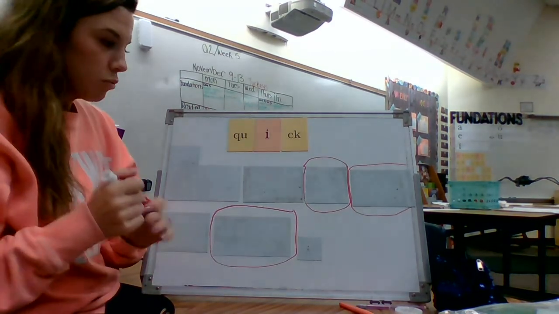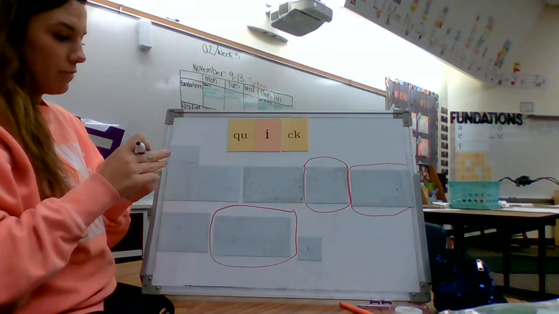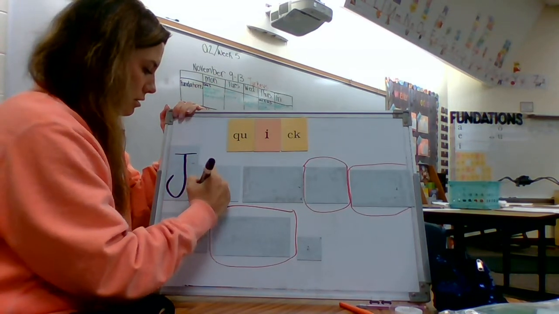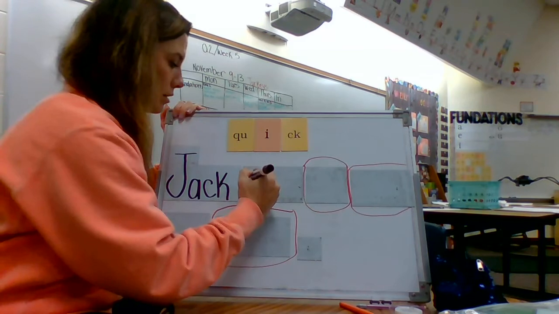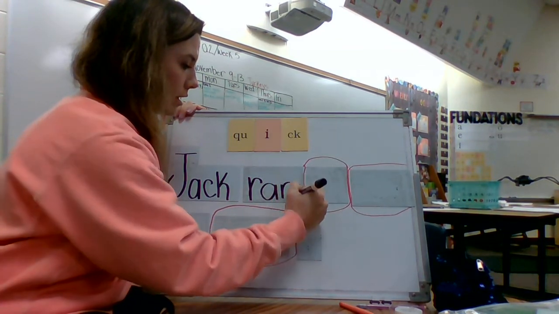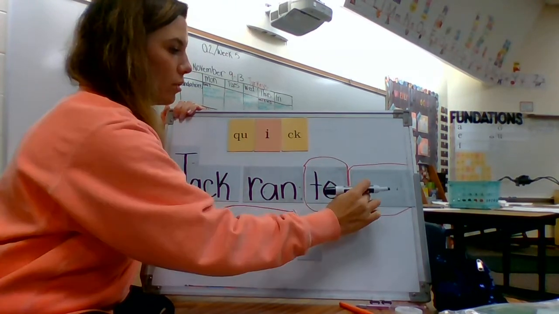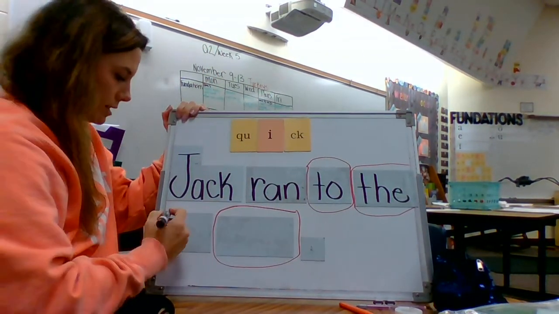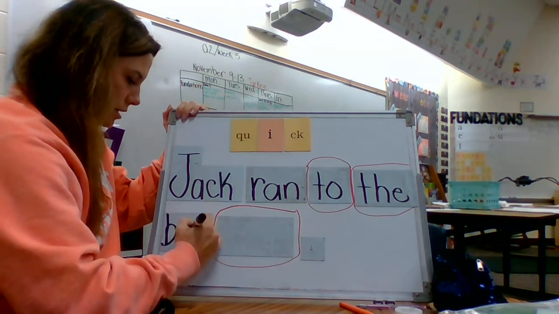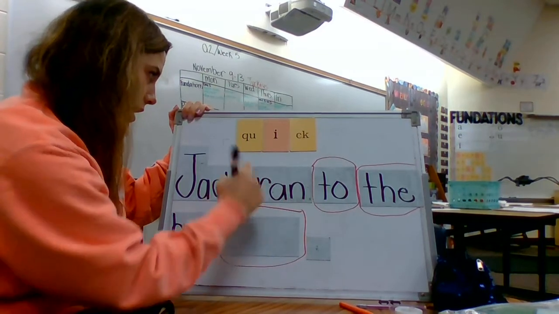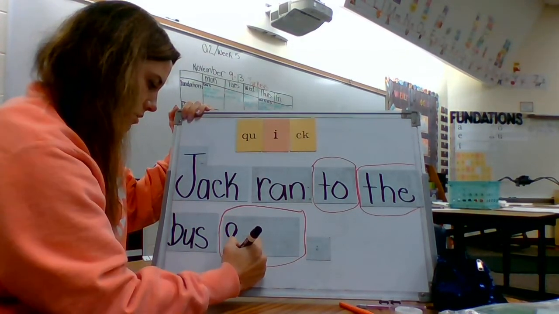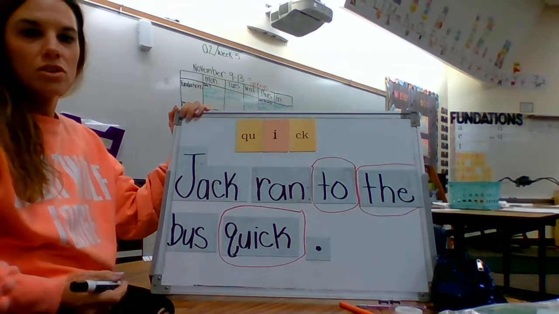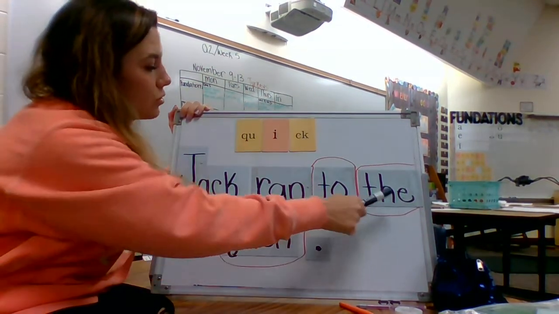Okay, so now I'm going to write my sentence in the sentence frames. Jack, remember it gets an uppercase letter. It's the beginning of a sentence. It's also a name. Jack ran to, trick word, T-O. The, trick word, T-H-E. Jack ran to the bus. Quick. Word of the day. It's right here. Oopsies. Q-U-I-C-K. Punctuation mark. Okay, so now I wrote my words on my sentence frames. Jack ran to the bus quick.